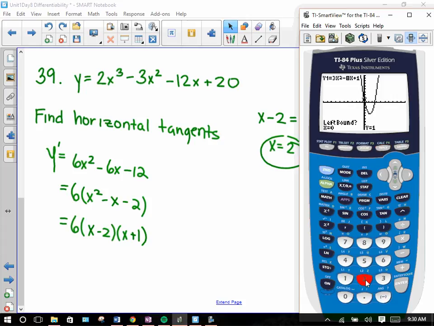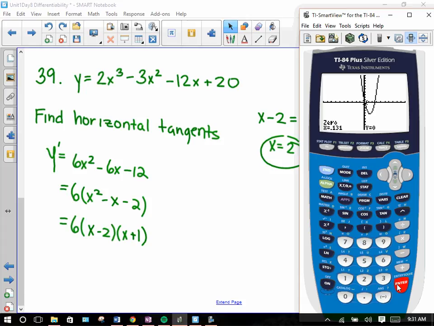So I go to 2. So my left bound, let's just say negative 2. Negative 2, that's to the left of this first 0. And then we'll say positive 1 is my right bound. And it tells me that my first 0 is 0.131. So this is the first place my horizontal tangent is, where my first derivative is equal to 0.